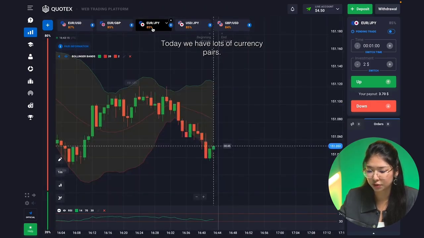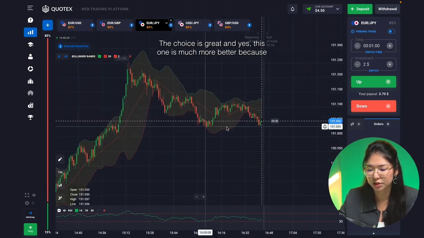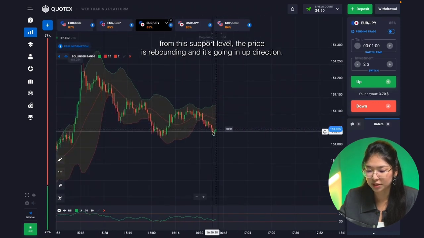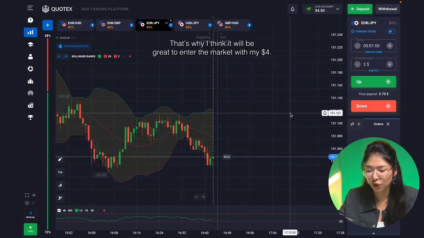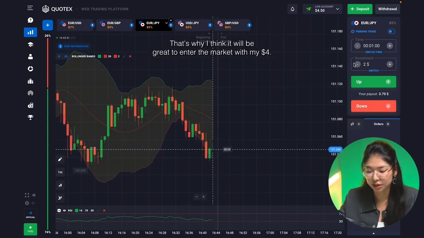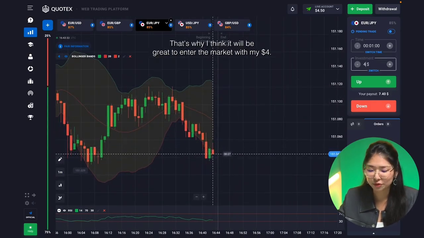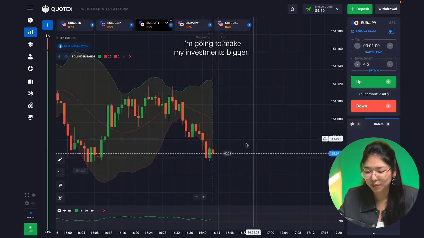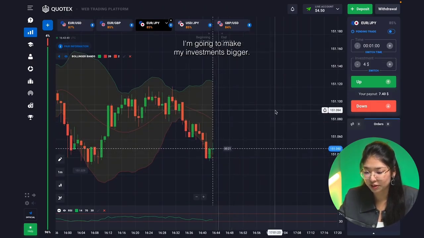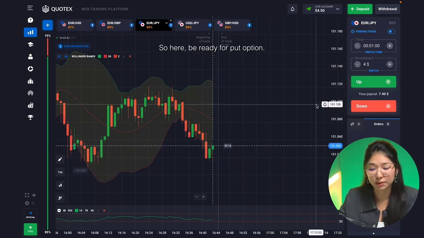Today we have lots of currency pairs. The choice is great, and yes, this one is better because from this support level the price is rebounding and is going in the up direction. So this price meets the key level, and that's why I think it will be great to enter the market with my $4. Yes, my balance is so small, but with each step, I'm going to make my investment bigger, and here be ready for put option.